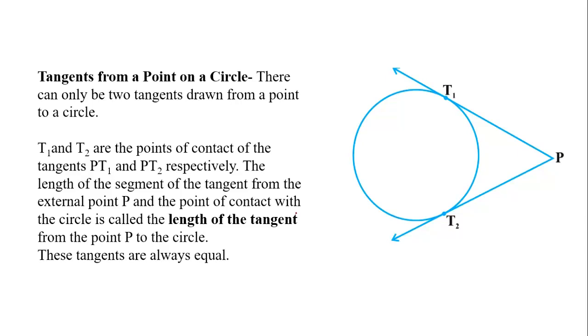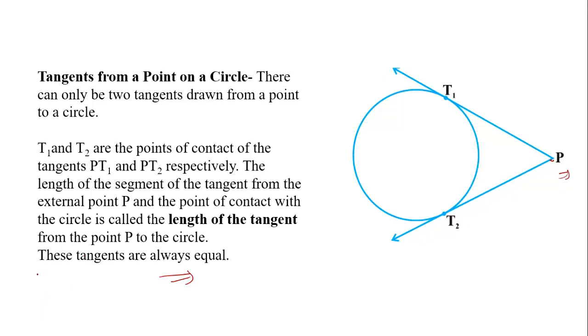Now let's move to the next topic, the tangents from a point outside a circle. Only two tangents can be drawn from a point outside the circle. So let's say point P is outside the circle, and only two tangents can be drawn from this point, and these two tangents will always be equal, and this length PT1 will be called the length of the tangent.